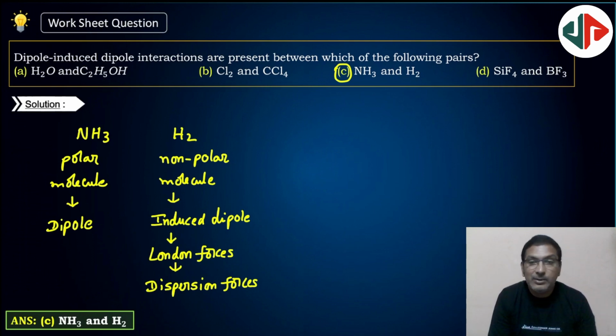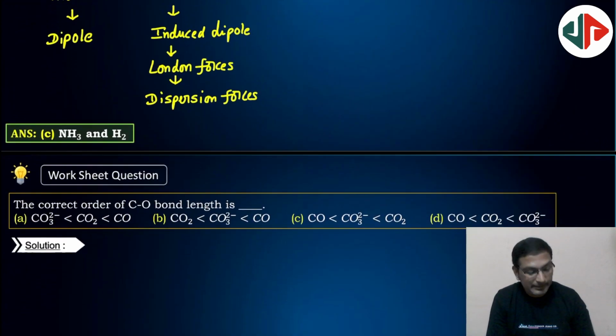This is a common question for states of matter and chemical bonding. In case of NH3, permanent dipole moment is present, therefore it is a dipole. In H2, there will be no dipole moment, therefore it is a non-polar molecule. In case of non-polar molecules, induced dipoles will be present. So between NH3 and H2, dipole, induced dipole forces will be present. Next.